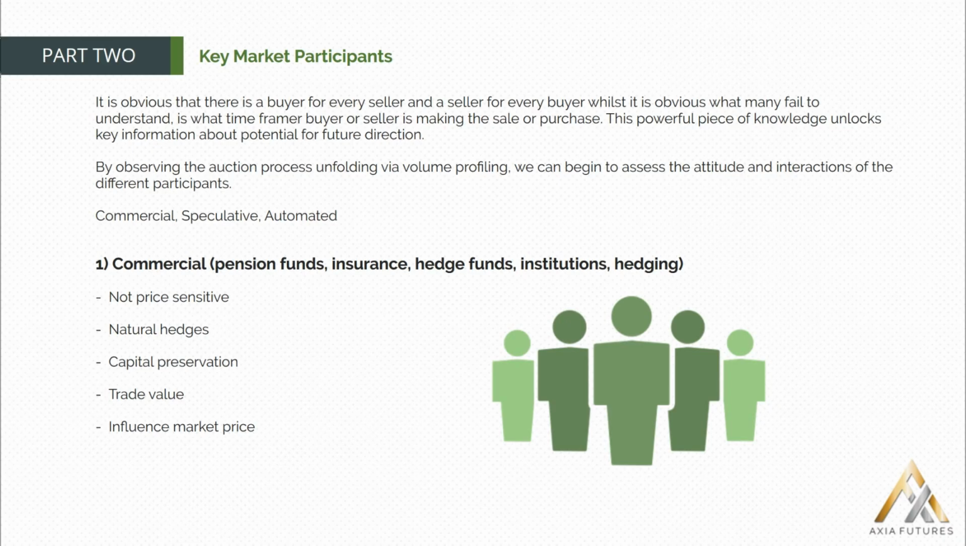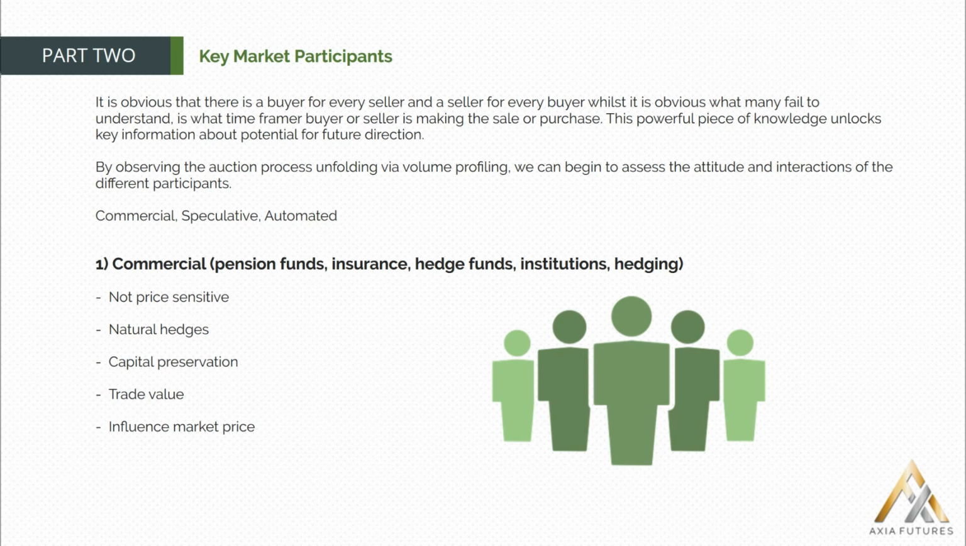Key market participants. It is obvious that there is a buyer for every seller and a seller for every buyer. Whilst it is obvious, what many fail to understand is what time frame buyer or seller is making the sale or purchase. This powerful piece of knowledge unlocks key information about potential for future direction. What do we mean by this?